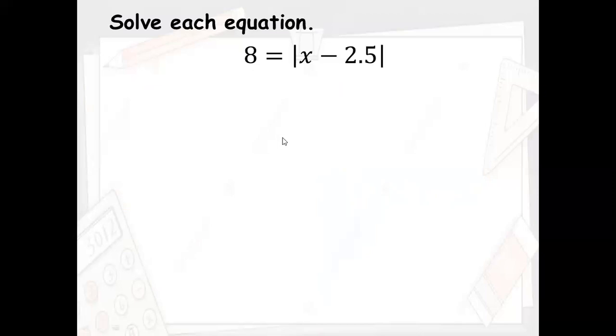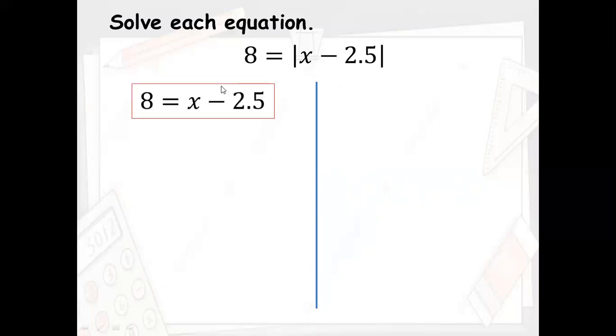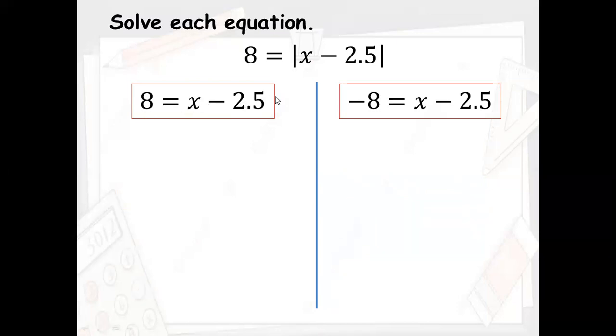Okay, here it's the same one. 8 equals x minus 2.5. Now as there are no numbers outside the absolute value lines, all you need to do is give the two possibilities. So the first possibility is 8 equals x minus 2.5, and the other one is minus 8 equals x minus 2.5. Now if you think this is confusing you, you can write it x minus 2.5 equals 8. You can write it like that and also solve. No matter however the numbers are, the answer you are going to get is going to be the same.